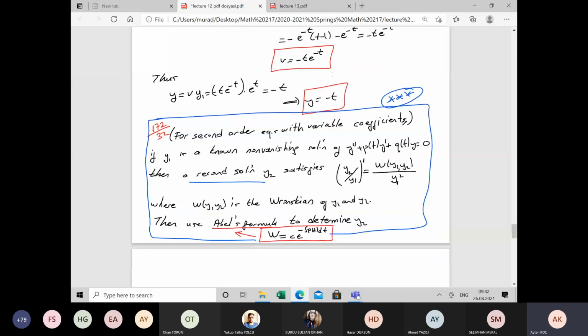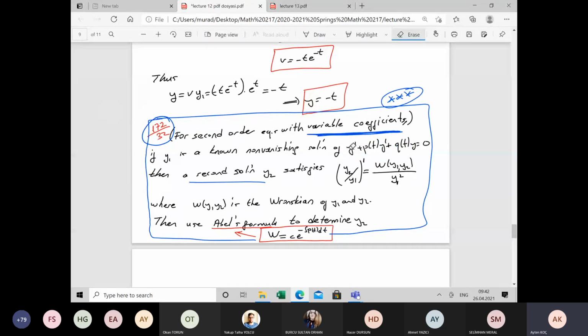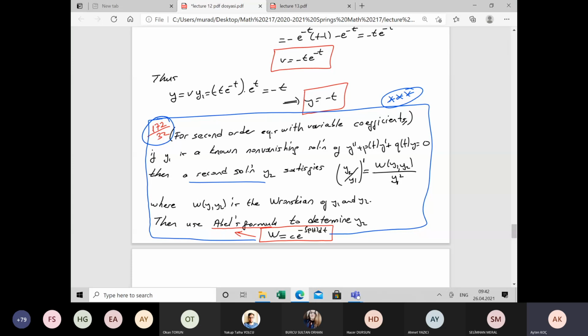Look at the page number and this question: a second order differential equation with variable coefficients. Variable coefficients means not constant coefficients. It is a second order homogeneous differential equation, but look at the coefficients of y double prime, y prime and y: they are not constant. So we don't know how to solve this differential equation, and the characteristic equation is not valid here because the coefficients are not constant.